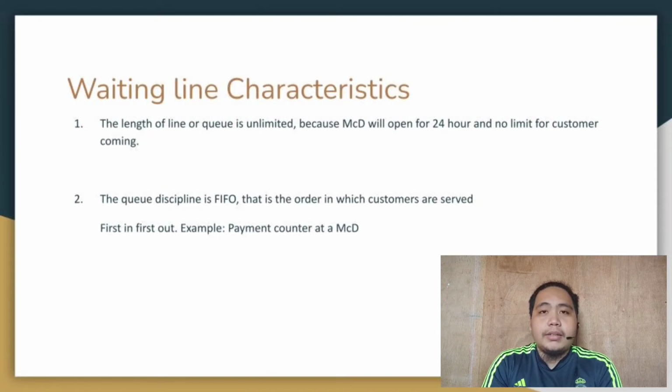Next is waiting line characteristics. The length of the line or queue is unlimited because McDonald's is open for 24 hours and there is no limit for customers coming. The queue discipline is FIFO, that is the order in which customers are served, which is first in, first out. For example, payment at the counter at McDonald's.